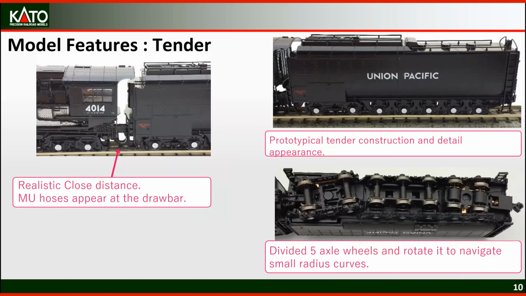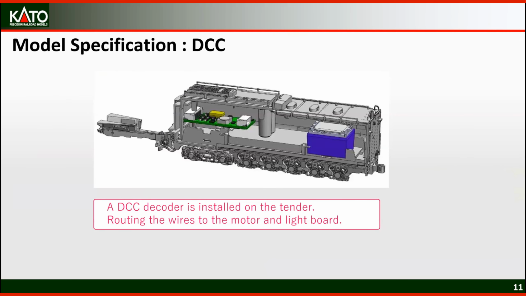The prototypical tender construction. Now, the one thing that's interesting is how they handled that rear wheel, which looks like it's normally one piece, but they actually have it divided into two pieces, which helps it navigate that 11-inch radius. The decoder, if you get the decoder version, is in the tender, and the wiring is in the drawbar between the engine and the decoder to drive the engine and also pick up power.